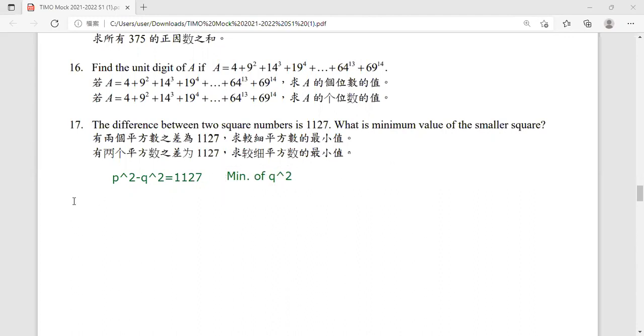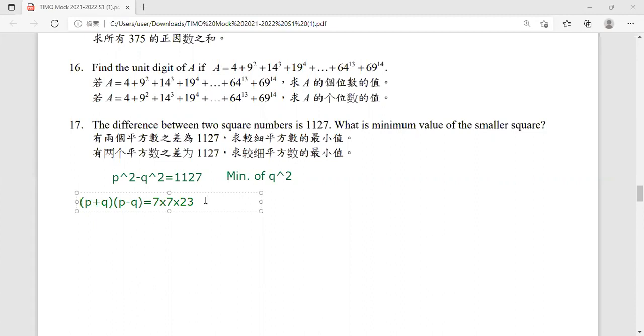Actually, you can use the identity to do this. P plus Q times P minus Q equal to 1127, which you have to break it up. Which is equal to what? Okay, I expect 16 after 17. Which is equal to 7 times 7 times 23.